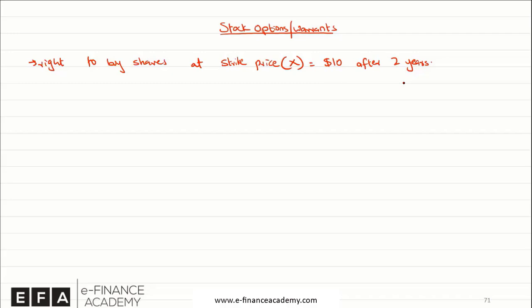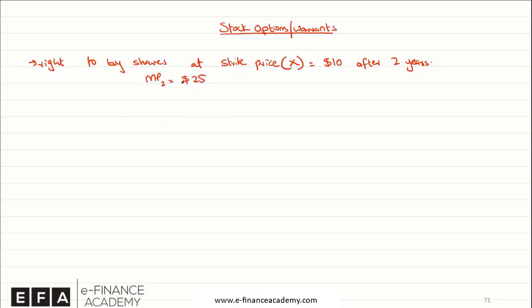So during these 2 years, the employee will put in a good amount of effort so that the company's performance overall improves. And if the company performs well in these 2 years, the company stock price will go up. And when the stock price goes up, the employee can simply exercise this option and buy the share at $10, while in the market, it could actually be worth more. As an example, if after 2 years, the market price of this share is worth $25.